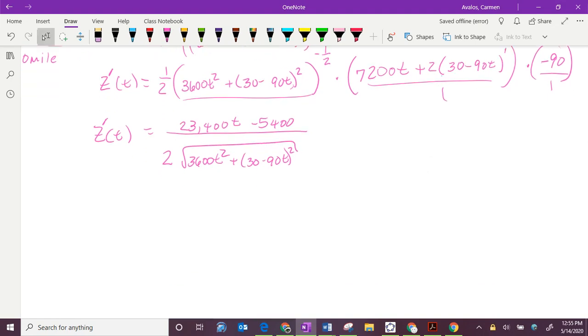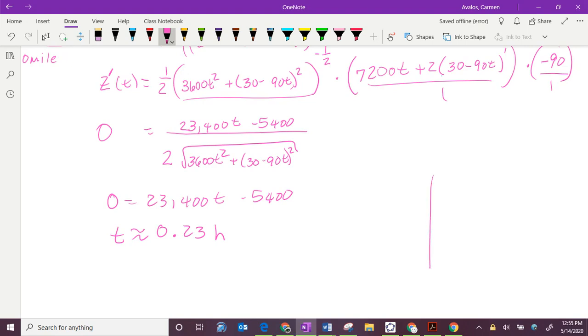And so we want to actually find the minimum distance. So we're going to take that and set that equal to 0. The denominator, I'm going to multiply this denominator to both sides. So that's going to cancel on this side, and that's already 0. So we're going to get this to be 23,400 t minus 5,400. And then when you solve for it, we're going to get that the time is going to be approximately 23 parts of an hour. And so that's what we get for the time, but that still didn't answer the question.